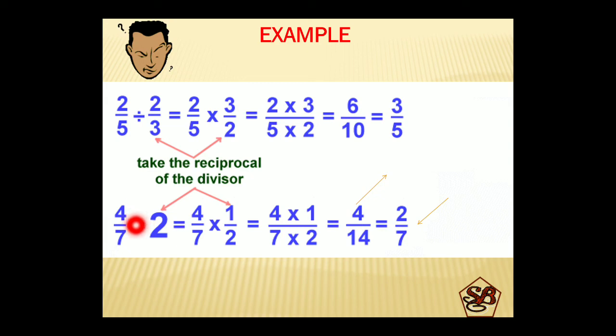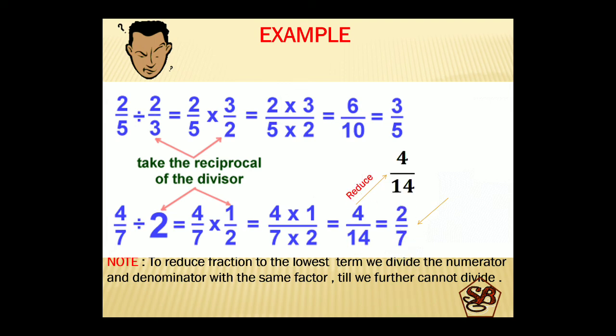Next, example 4 by 7 divided by 2. Now 2 does not have any denominator. A number which does not carry any denominator has 1 as the denominator. So the first fraction 4 by 7, division sign to multiplication, and this has been inverted, 1 by 2. Multiplying the numerators, 4 into 1 will give us 4 and 7 into 2 will give us 14. 4 by 14 can be reduced. For reducing 4 by 14, we can divide by 2 as both the numbers come in the table of 2. 4 divided by 2 gives us 2 and 14 divided by 2 gives us 7. So the final answer is 2 by 7.